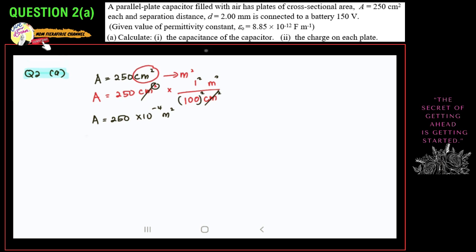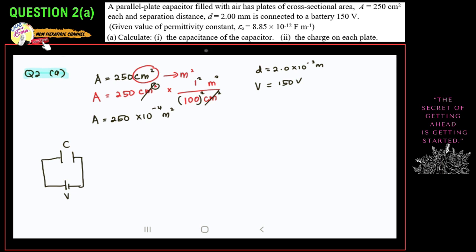Same goes to D. The diameter is given in millimeter. So 2.0 exponent negative 3 millimeter. Okay, negative 3 meter. And this capacitor is connected to a battery, where V is equal to 150 volt. That means we have a capacitor and then we have a battery. So V and C.